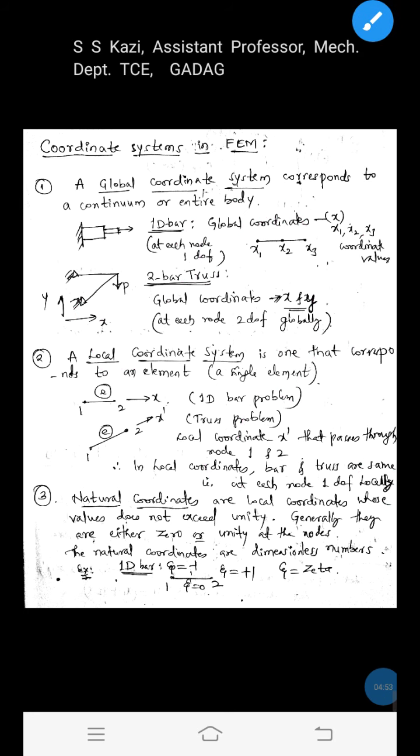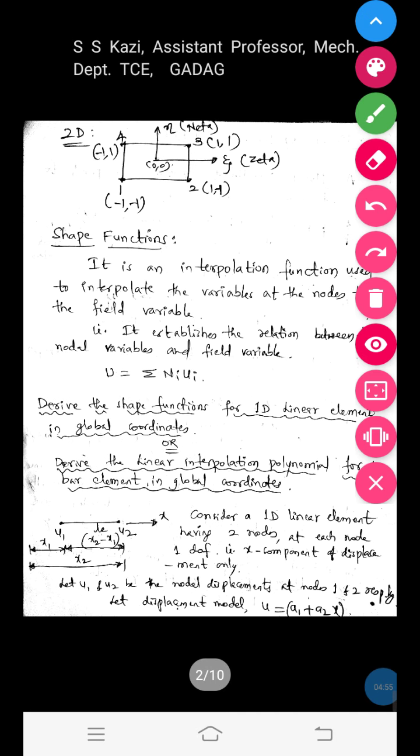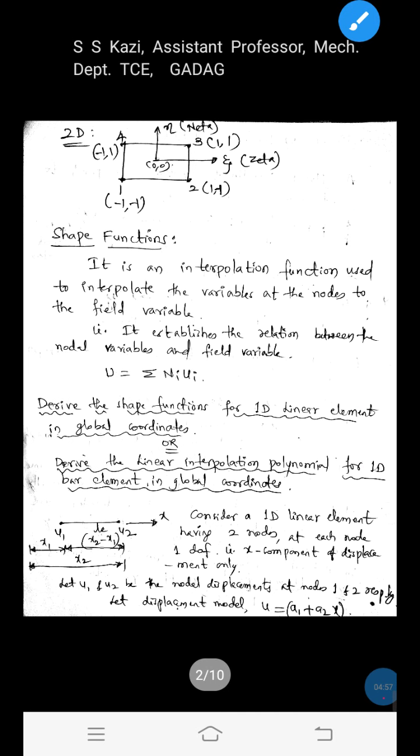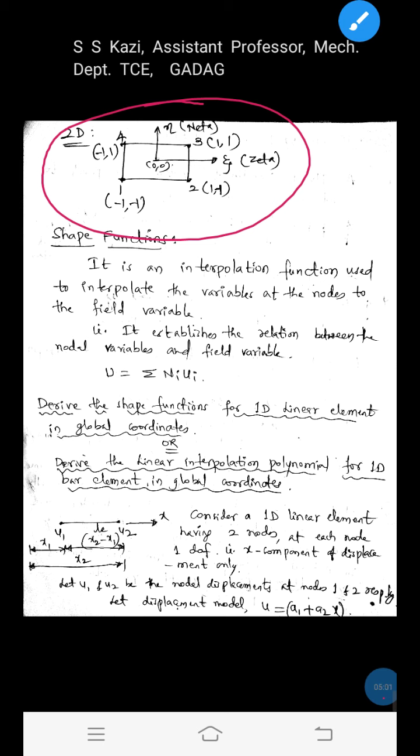This is shown on the next page. Here you can observe I have considered an example of a two-dimensional element, that is, a four-noded quadrilateral element, a four-noded rectangular element. In this two-dimensional element, the origin of the natural coordinate exists at the center, at the interior of this rectangle, at 0, 0.